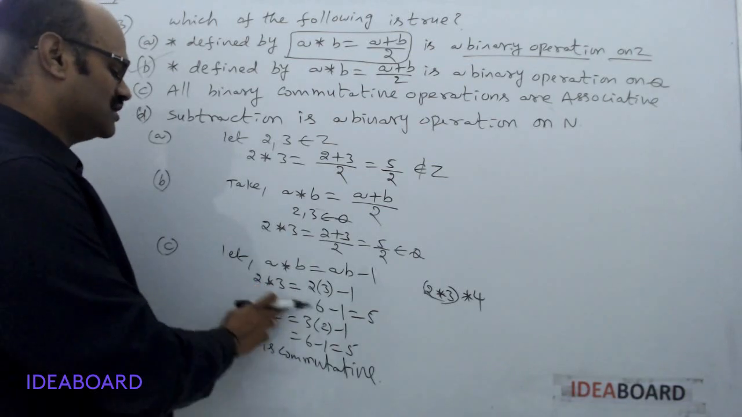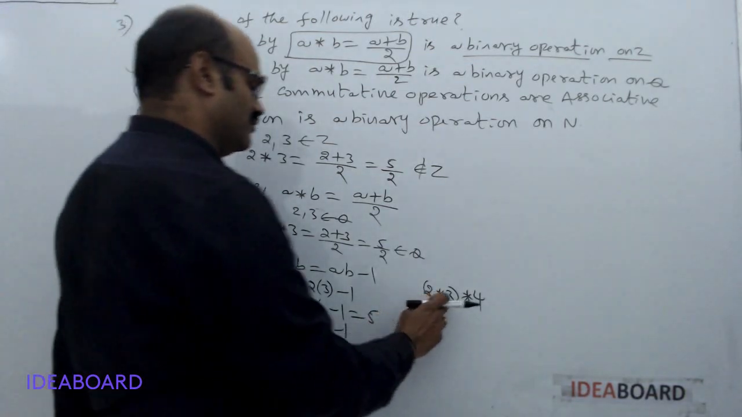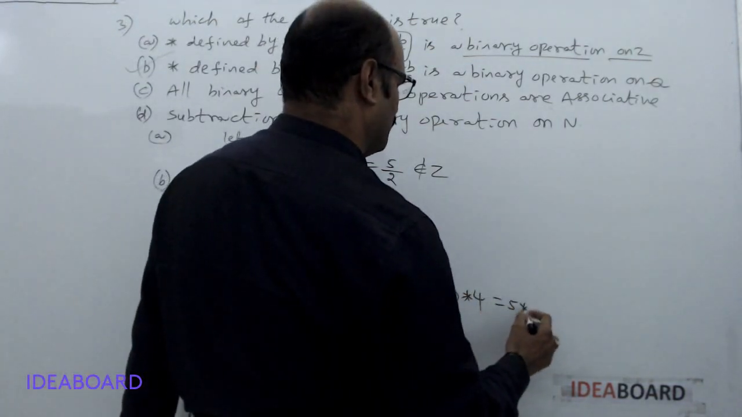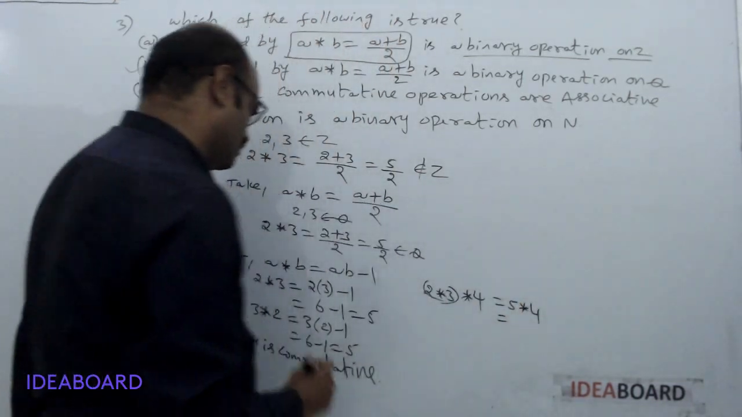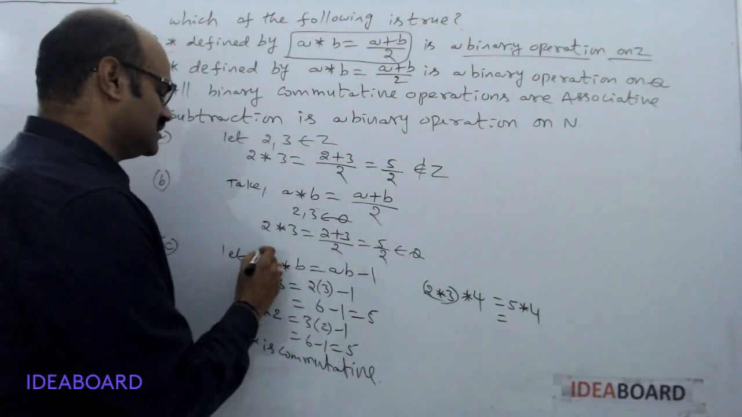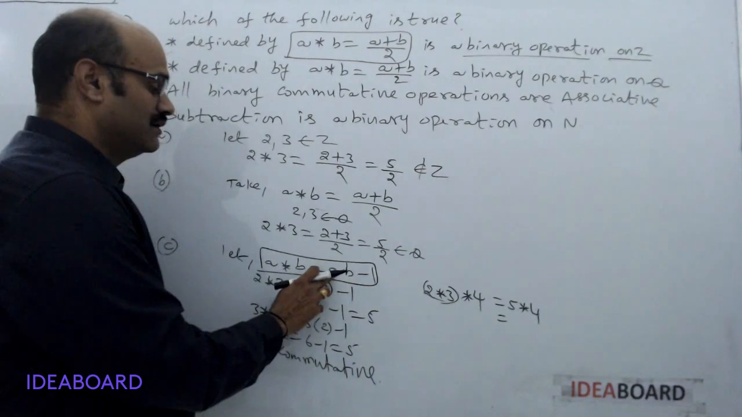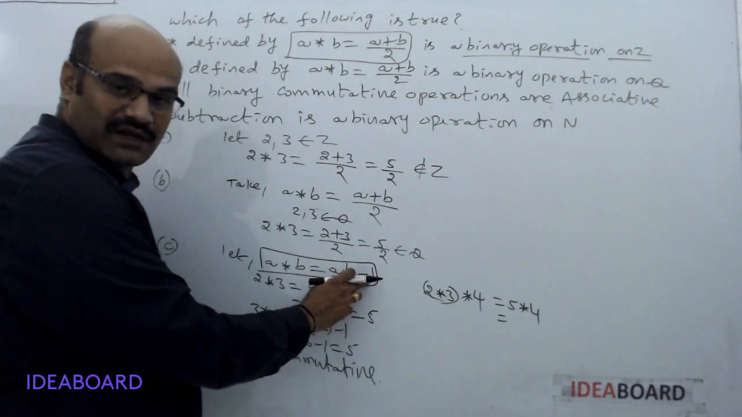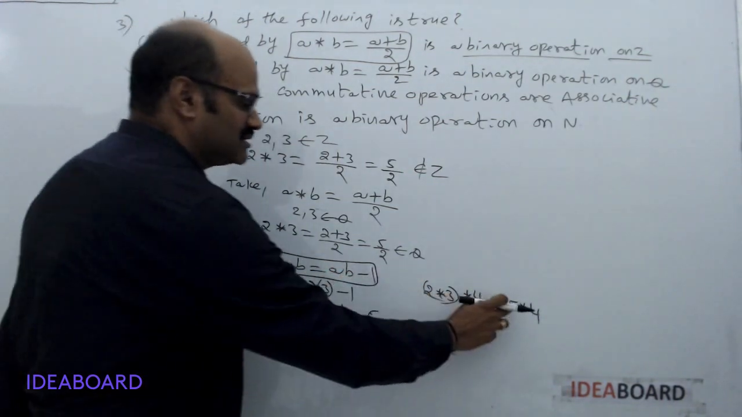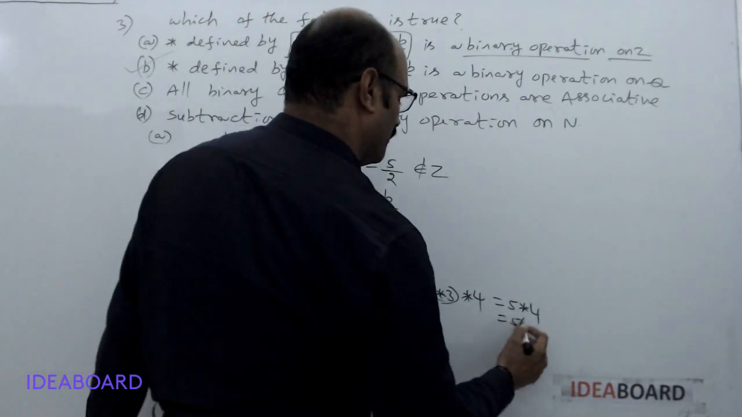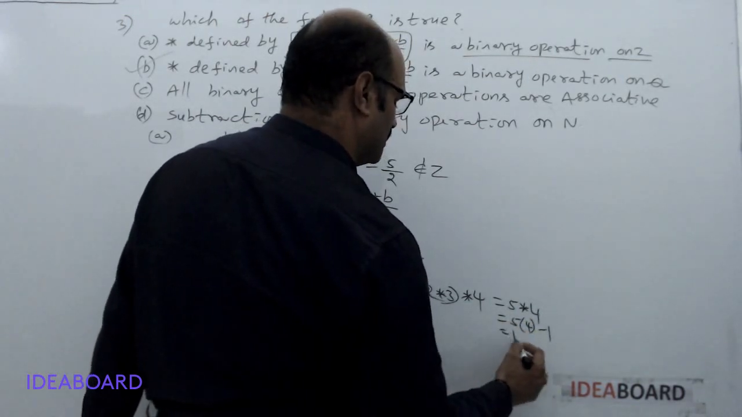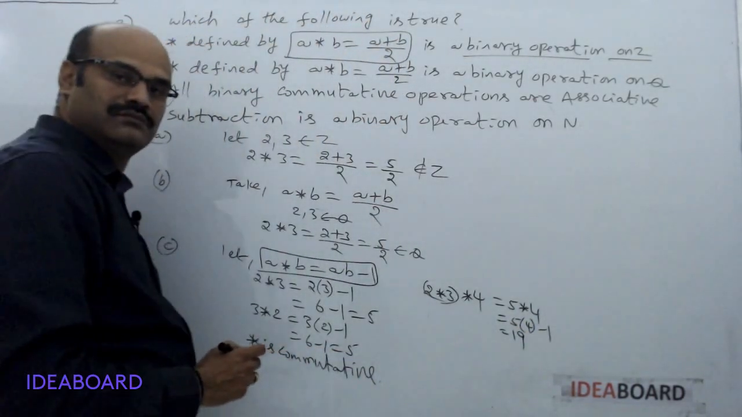Already we have 2 star 3 equal to 5. So we say that 5 star 4 equal to 5 star 4. A star B is defined by A into B minus 1. So now 5 star 4 equal to 5 into 4 minus 1 equal to 19.